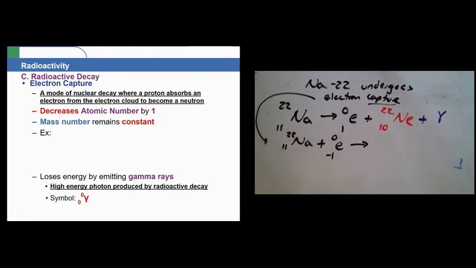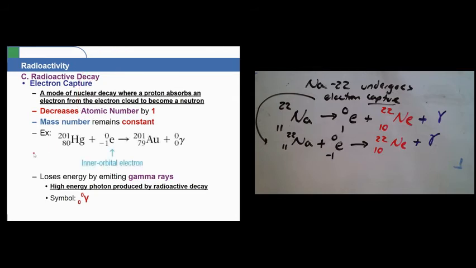So I go ahead and I balance it. And I have 22 plus 0 equals 22, 11 plus negative 1 equals 10. And if you notice, it also produces neon, neon 22. And since, again, the electron going in will react with a positive quark, it also emits gamma radiation. Okay? So you have to make sure you include that little squiggly on the end.